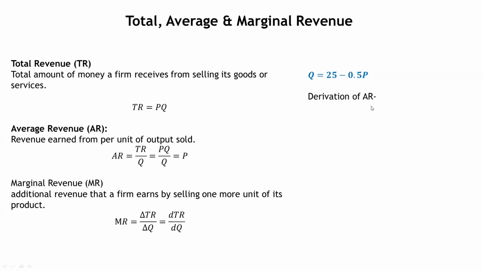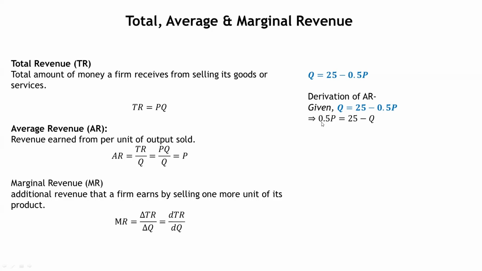Let us first derive the average revenue. When the demand equation is given, Q equals 25 minus 0.5 P, to derive the average revenue, we shall change the sides of the variables. We shall bring the independent variable to the left, dependent variable to the right. That is, we shall bring the price variable to the left, quantity variable to the right. And we can write like this: 0.5 P equals 25 minus Q.